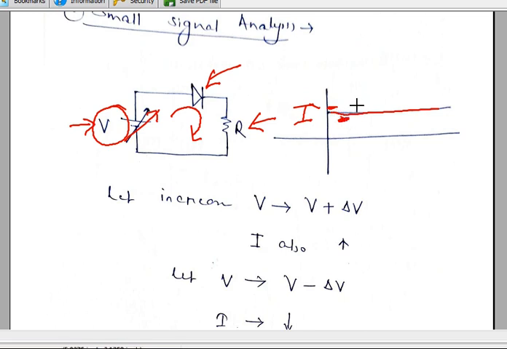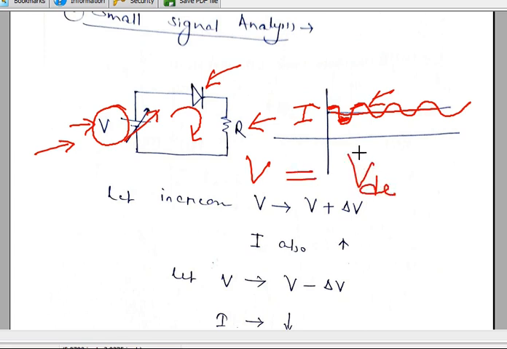Again I do this operation again and again, so you can see that I will get this amount of current. Now you can observe one thing: this source consists of one constant DC component and one variable AC component. So this diode is not blocking that AC component. We can write V as equal to VDC, the component which is constant, plus VAC.